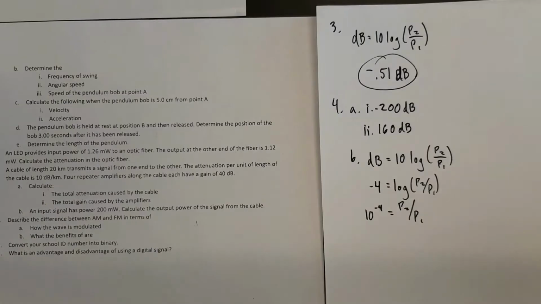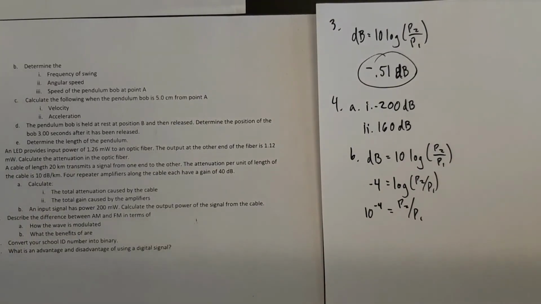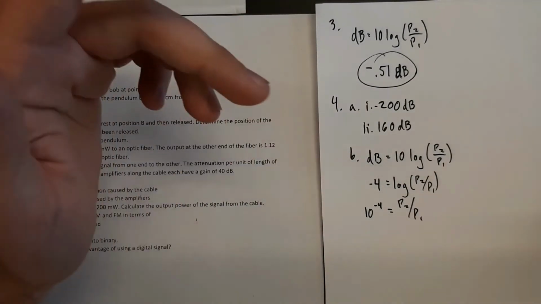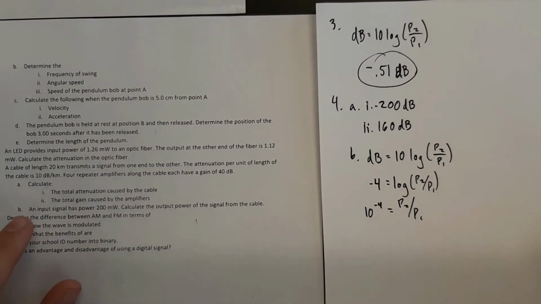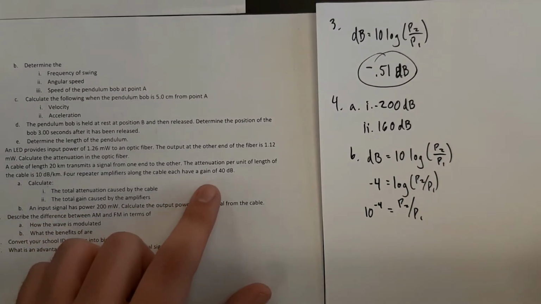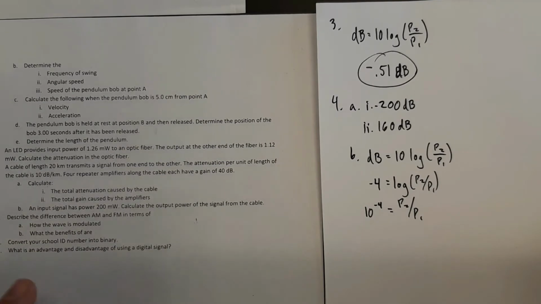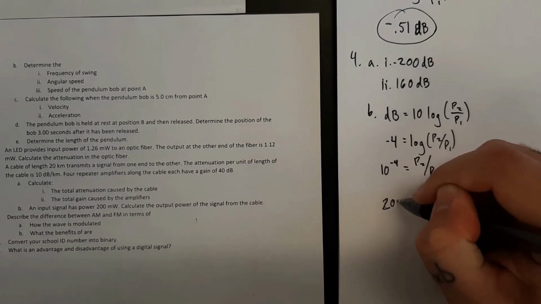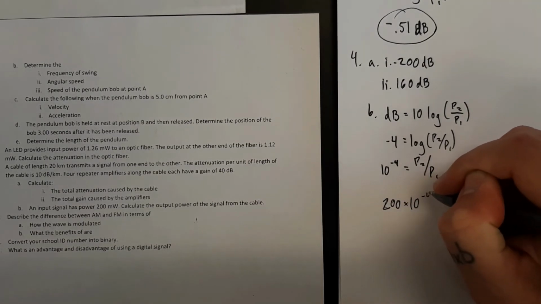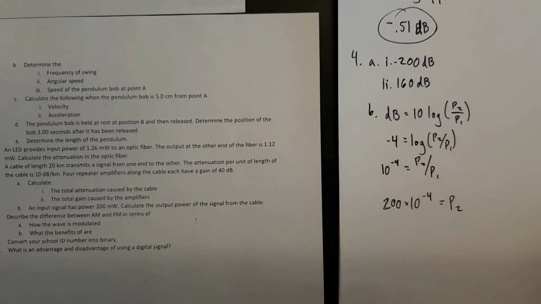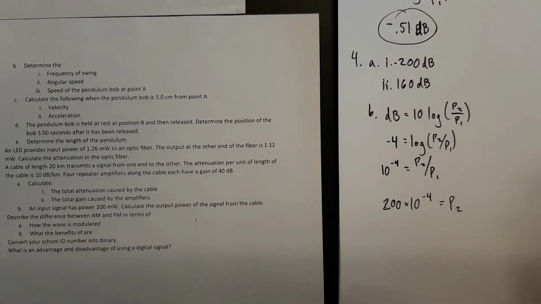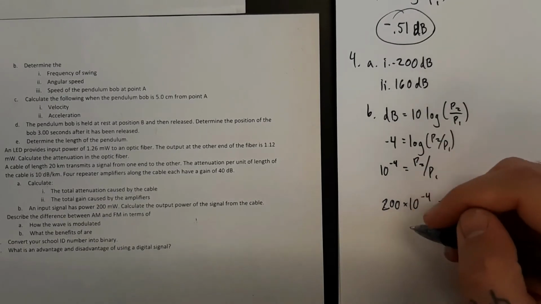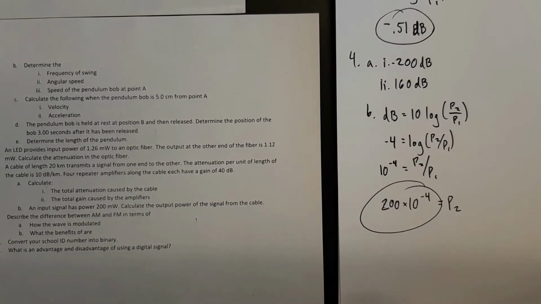Okay, so finishing this off, looking at number 4, we've already got our 10 to the negative 4th equals P2 over P1. For this one, it tells us that our initial one was, where was it? Oh, 200 milliwatts. So P1 is 200, and they're just going to be multiplying that over. So 200 times 10 to the negative 4th equals our P2. So that is 200 times 10 to the negative 4th milliwatts, and that's just our answer for that.